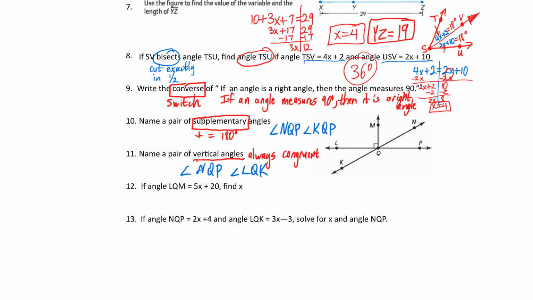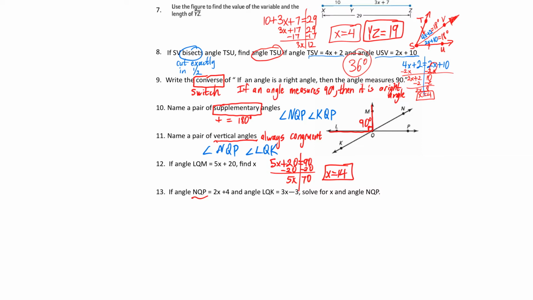Okay, number 12 says if angle LQM is 5x plus 20. Well, LQM is this one right here. What does this little box mean? It means 90 degrees. So you know that's got to be equal to 90, so we're just going to put 5x plus 20 equal to 90. Subtract 20, 5x equals 70, divide by 5, and x should equal 14 here.